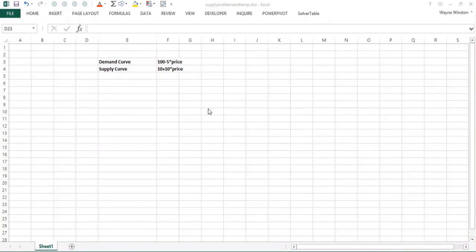Many of you have studied economics, so let's show you how we can model supply and demand from basic economics in Excel and get a quick introduction to charting in the process. So let's suppose your demand for a product is 100 minus 5 times the price. So every time you raise the price by $1, your demand will drop by 5. Let's suppose the supply at a given price is 10 plus 10 times the price. So every time the price is increased by $1, 10 more units will be supplied.